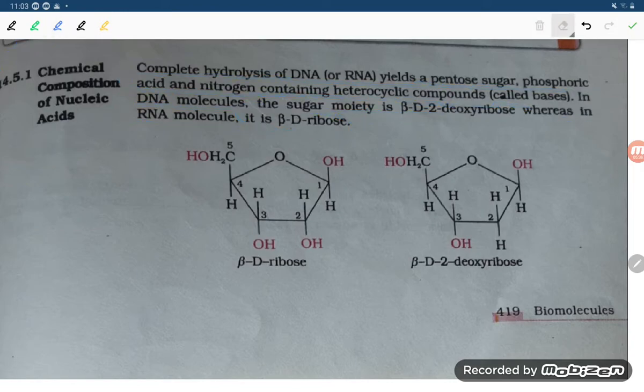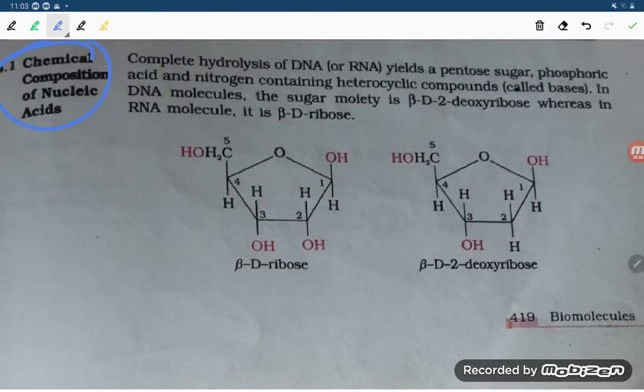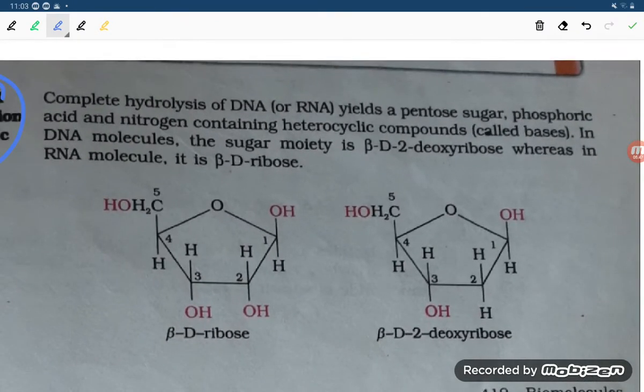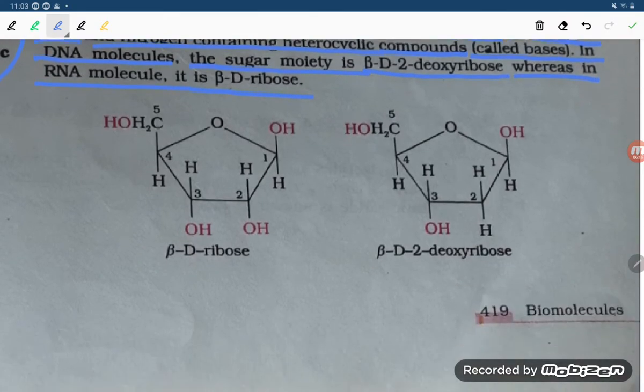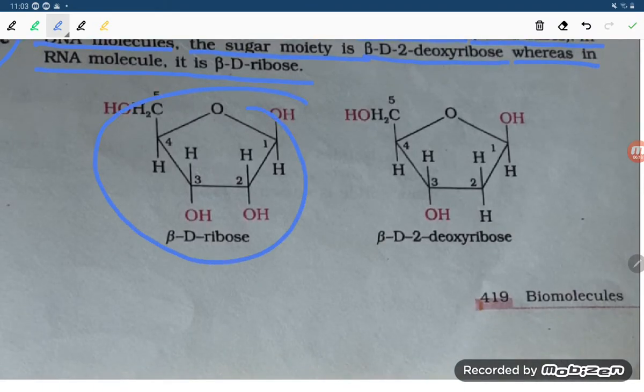Students, let us read again how the chemical composition is for DNA or nucleic acid. Complete hydrolysis of DNA or RNA, deoxyribonucleic acid and ribonucleic acid, yields pentose sugar, phosphoric acid, and nitrogen containing heterocyclic compounds called bases. In the DNA molecule, the sugar moiety is beta-D-2-deoxyribose, whereas in the RNA molecule it is beta-D-ribose. So beta-D-ribose is here, and beta-D-2-deoxyribose is here.